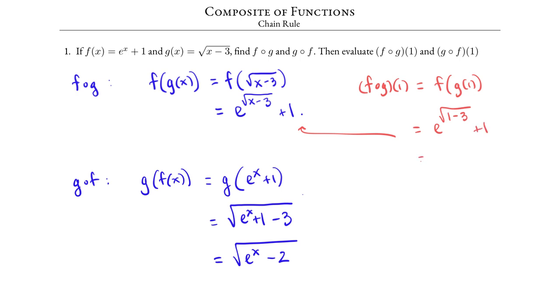In this case, we end up with e to the square root of negative 2 plus 1, and we say that this is undefined because the square root of negative 2 is not a real number.